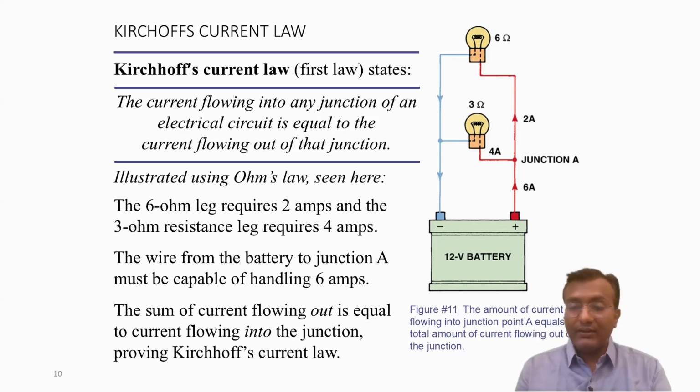As we know, the current always chooses the path of least resistance. So a high amount of electrons or current will be passing through the least resistance in the system. Here, the resistance value of the first bulb is low. It is around 3 ohms. So more electrons will flow through this branch as compared to this branch.